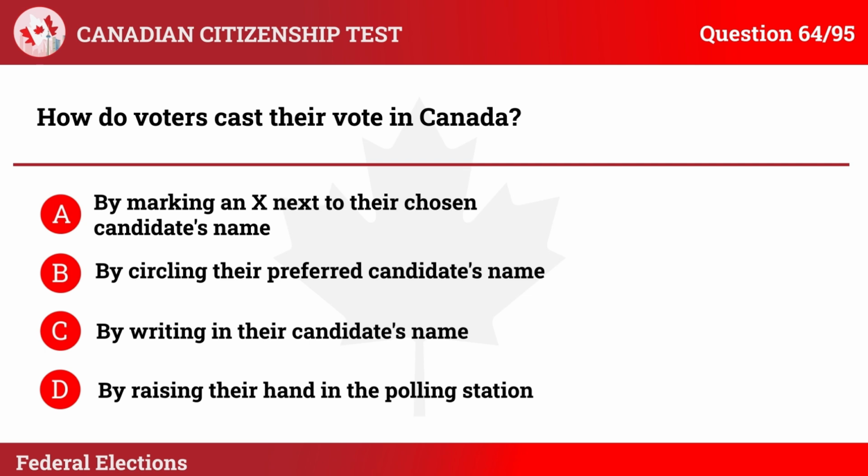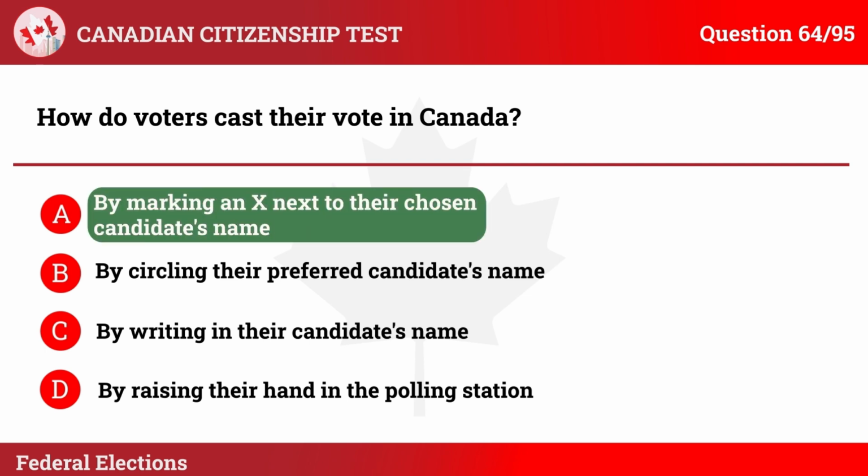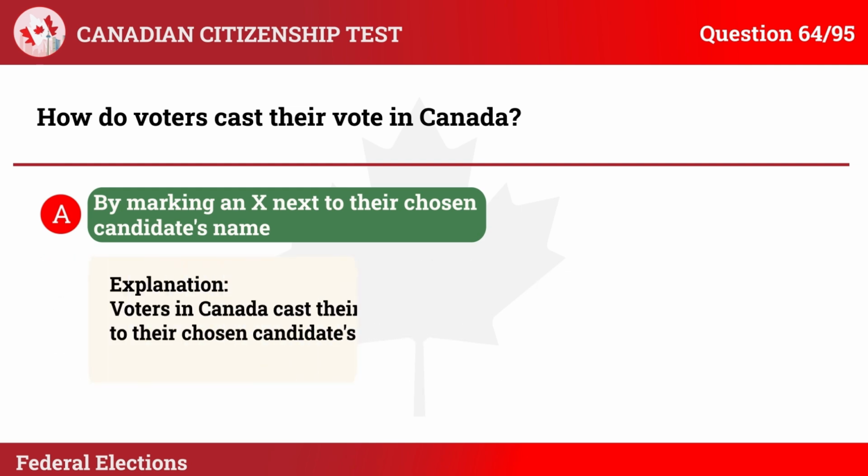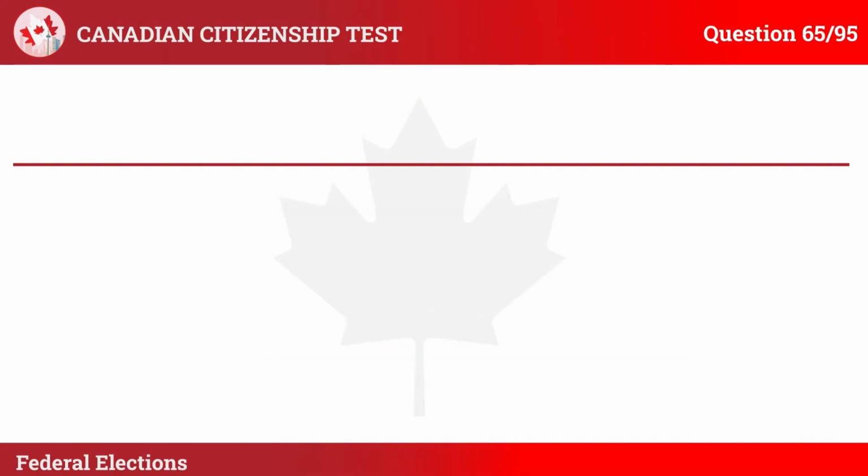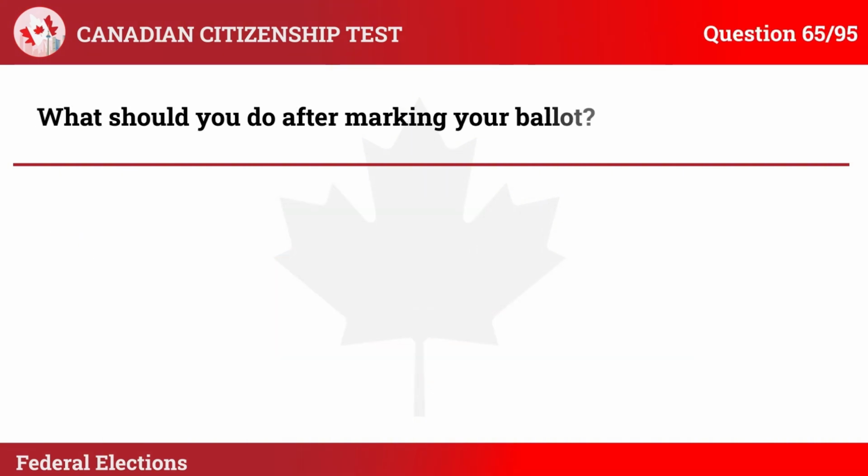The correct answer is A. By marking an X next to their chosen candidate's name. Explanation: voters in Canada cast their vote by marking an X next to their chosen candidate's name to indicate their selection. Question 65. What should you do after marking your ballot?